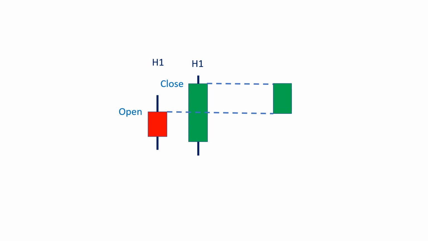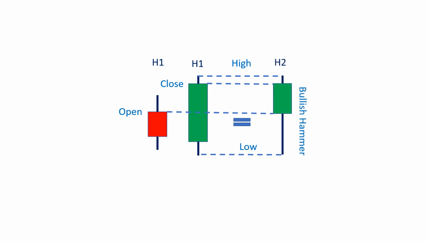Let's assume you have two candles in line. The first one is a bearish candle with 1 hour time frame, and the second one is a bullish candle with 1 hour time frame. Now we want to blend these two candles. It's so easy. We take the open of the first candle, then we take the close of the second candle, then we take the portion between open and close, and then we take the high and the low of the pattern. The equivalent will be a powerful bullish hammer with 2 hours time frame.